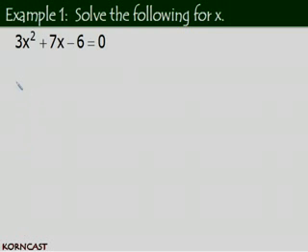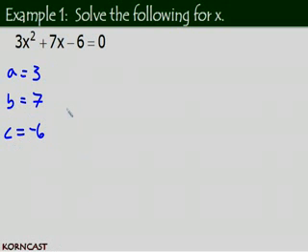In example 1, we're going to solve the following equation for x. Now please notice that this equation is in standard form and that it's equal to 0. So now we need to identify what our a, our b, and our c terms are. Well, a is the coefficient multiplied to the squared term, so 3. b is the coefficient multiplied to the x term, which is 7. And c is the constant term, which in this case is negative 6.